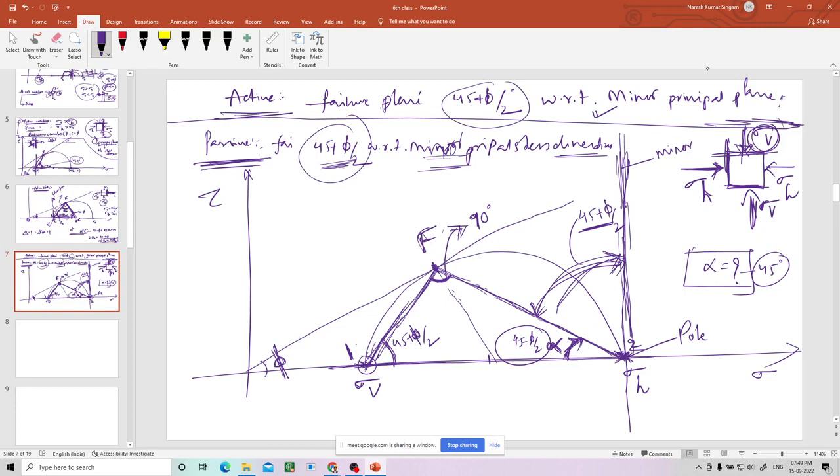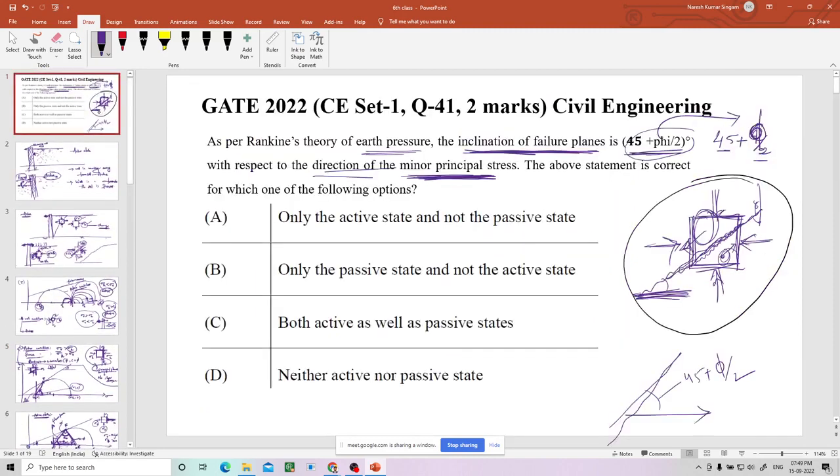So what is the question? In the question, the inclination of the failure plane is 45 plus phi by 2 with respect to the direction of the minor principal stress. The above statement is correct for which of the following: only the active, not the passive; only the passive, not the active; both active as well as passive; neither active nor passive. Can you tell me what is the option now? C. C is the correct answer.